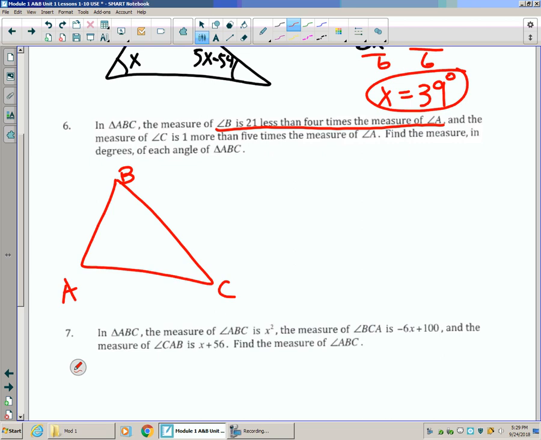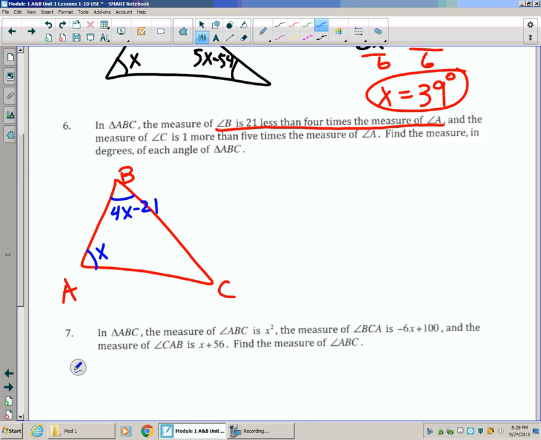They're not saying much about angle A, so that's the one that I'm going to call x. So I'm going to write what angle B is equal to. It says that it's 21 less than 4 times the measure of angle A. So in this case, it should be 4x minus 21.